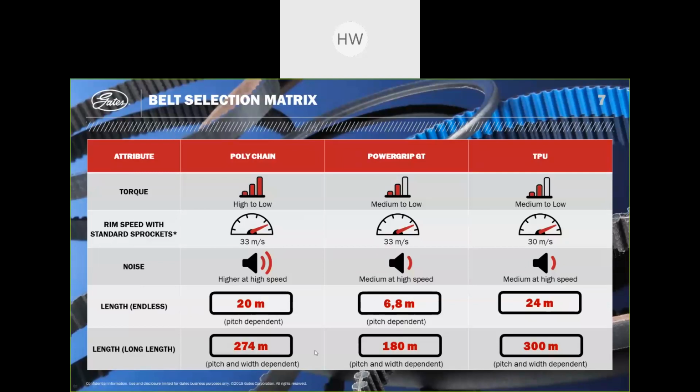As long length belt, we have, of course, longer opportunities. Polychain EL extended length up to 274 meters, but with limited width. The Power Grip GT as well, 180 meters, and the TPU product is pretty much almost unlimited. 300 meters is a number, but that's also depending on pitch and width of the belt, because when it comes to very big, heavy belt, we have some limits in the material handling in our production locations.